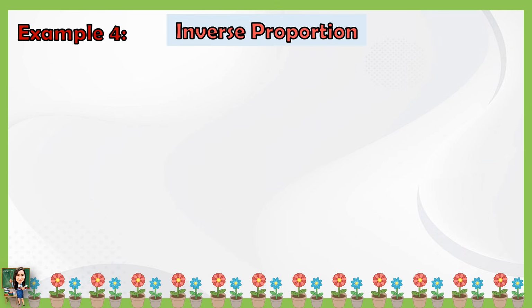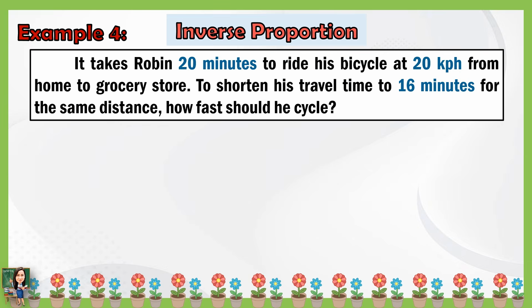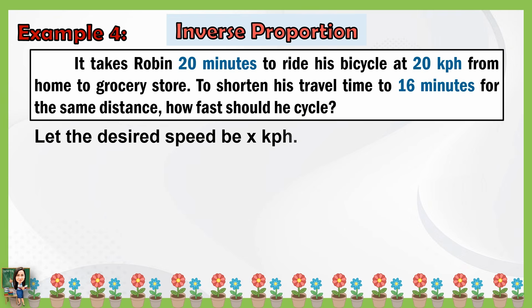Now let's study example number 4, inverse proportion. Let's read the problem. It takes Robin 20 minutes to ride his bicycle at 20 km per hour from home to the grocery store. To shorten his travel time to 16 minutes for the same distance, how fast should he cycle? Let the desired speed be x km per hour.